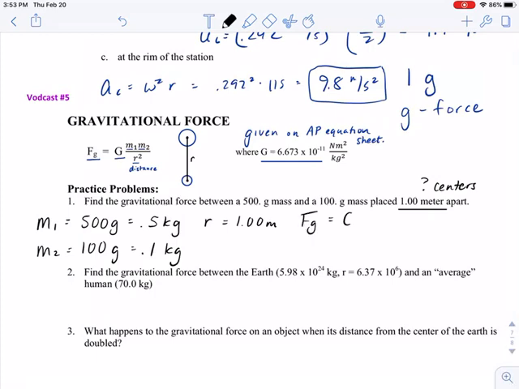So I'll write the equation like I always do before I solve a problem, and then I'll plug in the relevant numbers. G was 6.673 times 10 to the negative 11th. M1 was 0.5, M2 was 0.1, and then I'm going to divide that by 1 squared. So then I'll get out my trusty calculator, and I get 3.3 times 10 to the negative 12th.